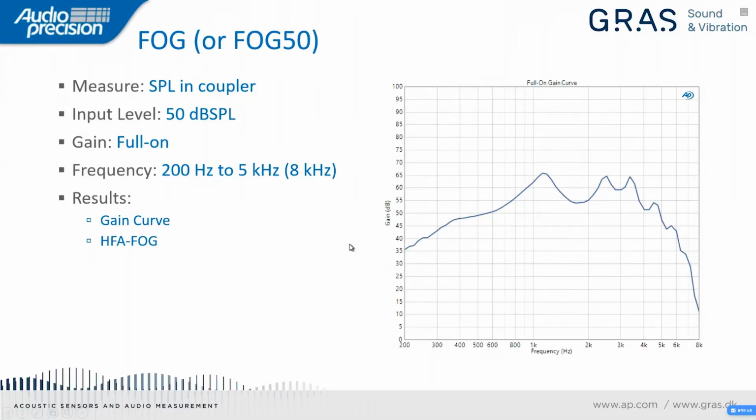The next measurement we'll take is the full-on gain measurement, or FOG50. So here again, we measure the sound pressure level in the coupler. The input level in this case is 50 dB SPL. The gain is at full-on gain, the same frequency range, and here we're measuring a gain curve like the one on the right. And we'll also compute the high frequency average full-on gain, which again, we average the values at 1K, 1.6, and 2.5 kilohertz.